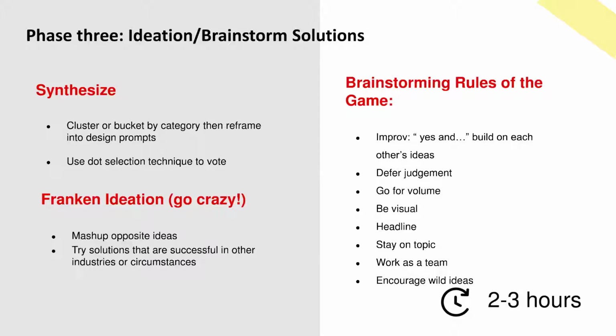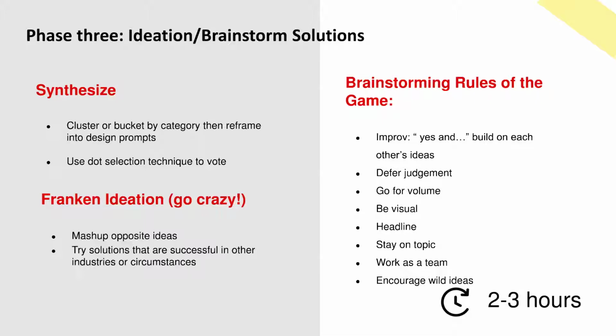The brainstorming rules of the game are pretty simple. We take cues from improv. So if anybody has done comedy out there, you're probably going to be really good at this. We use the yes and prompt. So we build on each other's ideas. We defer judgment. We go for volume. We try to be visual and draw things out. Use headlines, meaning don't write 3 or 4 paragraphs on a little sticky. Just the bold headlines of what you're talking about. Stay on topic. Work as a team, and encourage wild ideas.